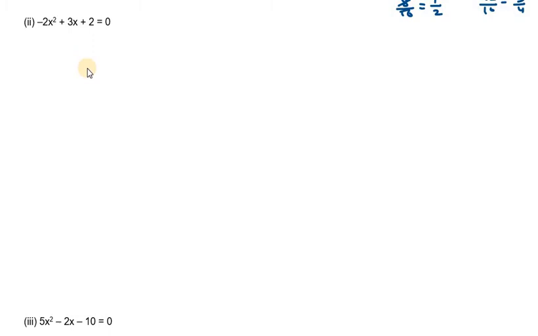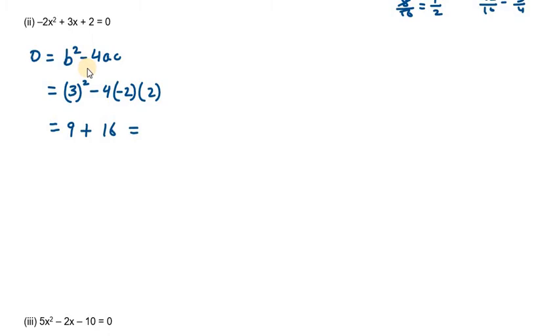Second part is minus 2x square plus 3x plus 2 equals 0. So in this again what we need to do is find b square minus 4ac and it should be greater than 0. So b is 3, 3 square minus 4ac, a is minus 2, c is 2. So it will be 9, minus minus is plus, 4 into 2 is 8, 8 into 2 is 16. So 9 plus 16 is 25. So we get the value of D as 25 and you can see that it is greater than 0. If greater than 0, that means it has real and distinct roots.